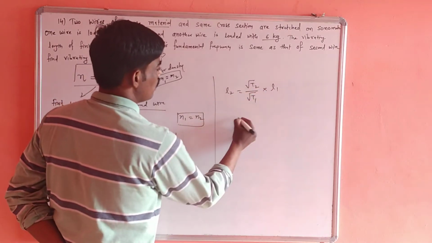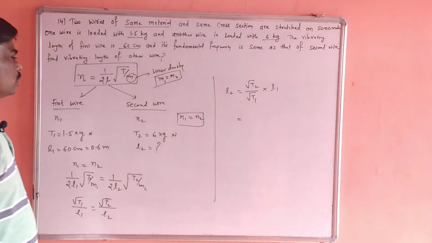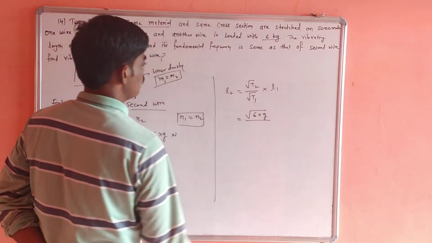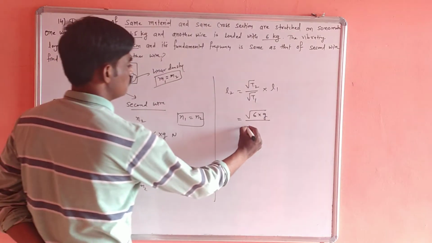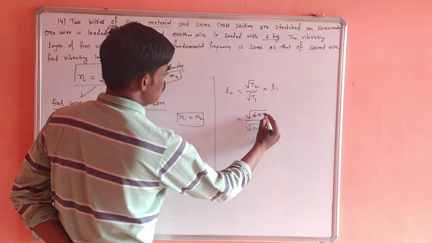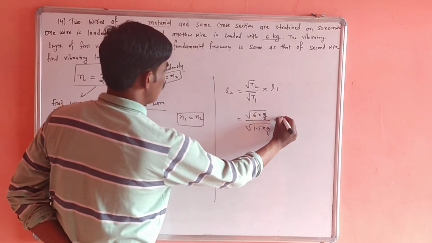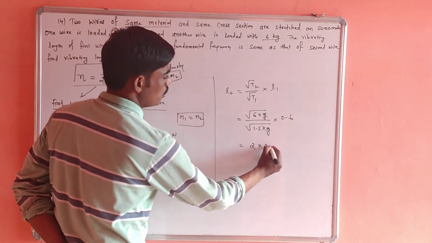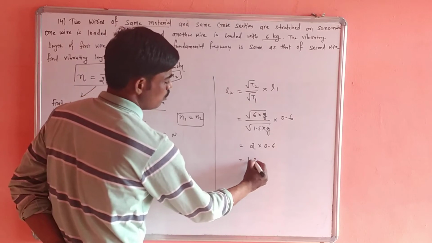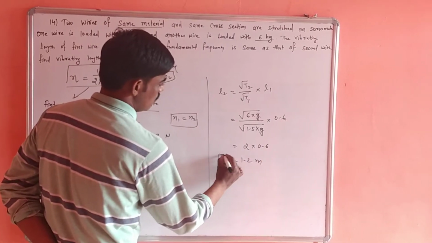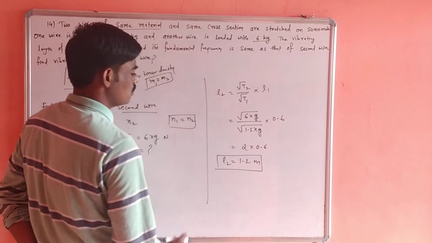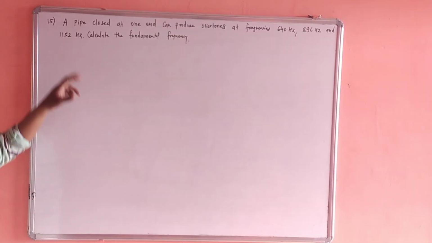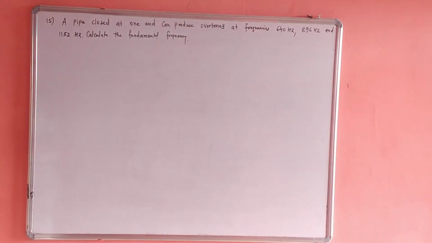into L1. Square root of T2, it is 6 times G. Square root of T1, 1.5 times G, again G cancels, L1 is 0.6, so it becomes 4, means 2 into 0.6, that is 1.2 meter. This will be your answer in meter. In centimeter it will be 120 centimeter. So see, this is problem number 15.